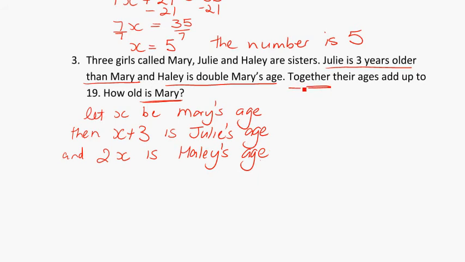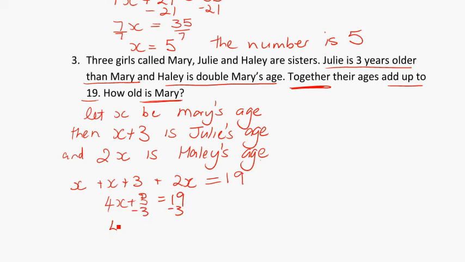Together, that means add them. x plus x plus 3 plus 2x, they add up to 19, equals 19. And there we have our equation. So all we've got to do now is solve it. 2x plus 1x plus 1x, 4x plus 3, I can't add 3 to 4x, equals 19. Subtract 3 from both sides. 4x is equal to 16.